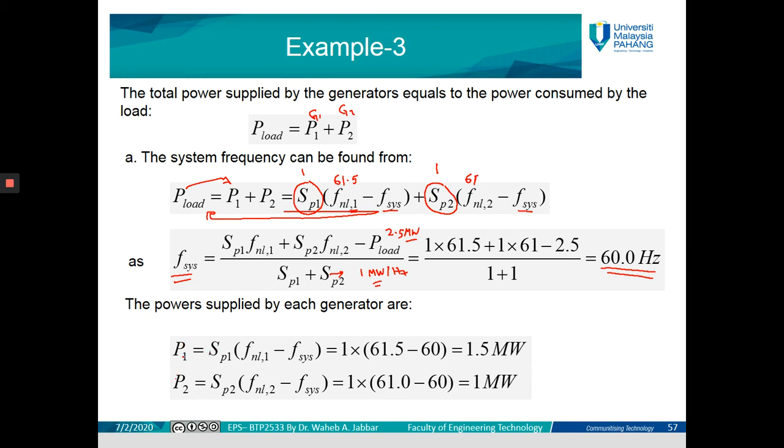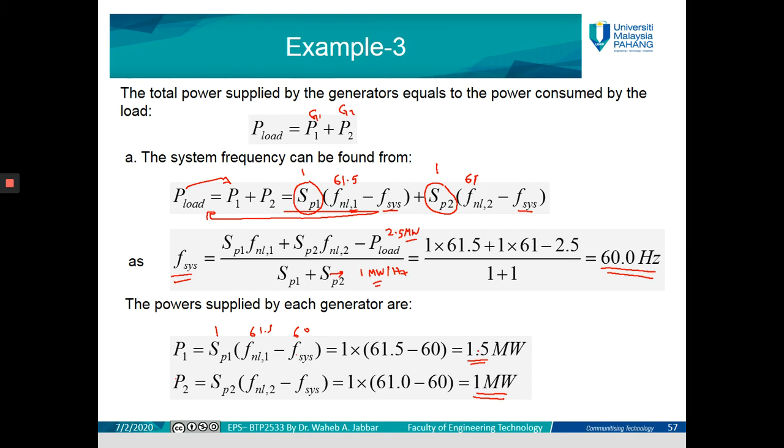So I rewrite the previous formula, P1 equals SP1 times (F no load 1 minus F system). I substitute the values: this is 61.5, this one is 60, and SP is 1. So I got the value, which is 1.5 megawatt. And the second one is 1 megawatt.